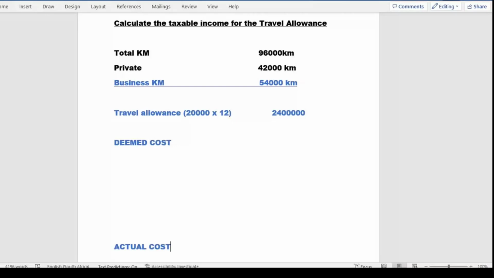How much is the cost of the vehicle? Let me just quickly go to the table for you, because I keep on going back and forth here. Just a moment.